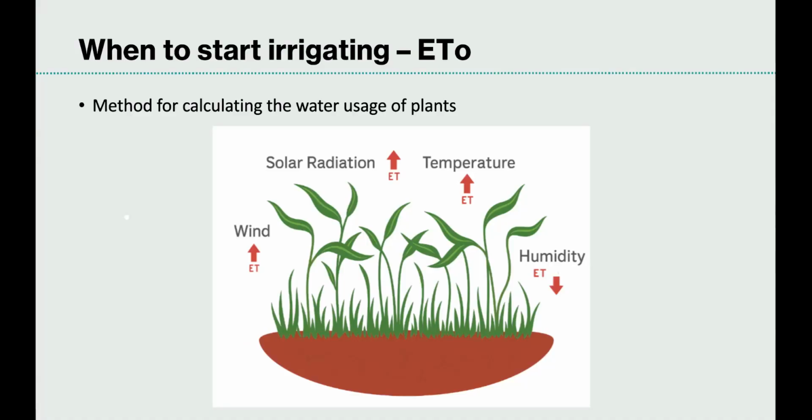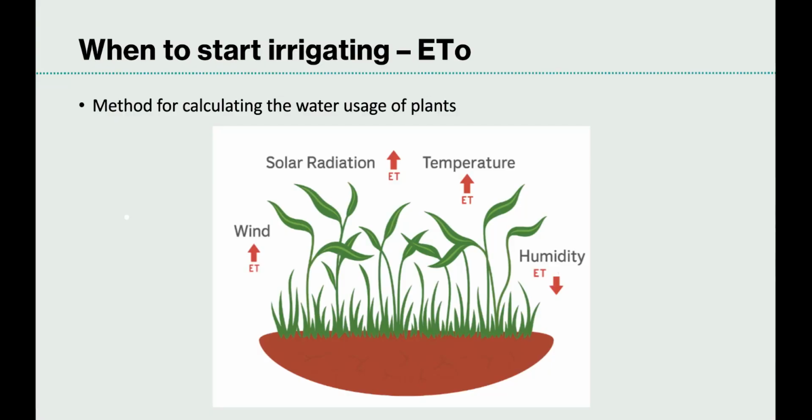Plants use water via evapotranspiration, or ET, and we call the initial calculation ETO. ETO represents the water usage of a healthy 15 centimetre tall pasture, which is used as the reference crop for the equation. But we can adapt this calculation to fit any crop really.